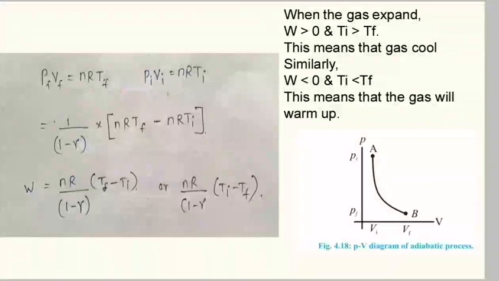So let us go for this explanation. When the gas expands, work done is positive and Ti is greater than Tf, meaning initial temperature is greater than final temperature. This means that the gas cools. Similarly, if work done is smaller than 0, that is negative, then Ti is smaller than Tf. This means the gas will warm up. Again, I am telling you that for work in adiabatic processes, in the second equation, the minus should come outside. Okay. This was the last slide.